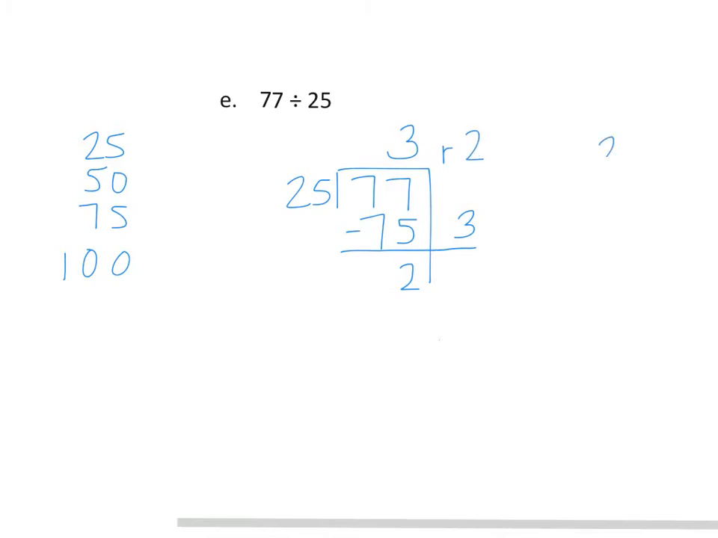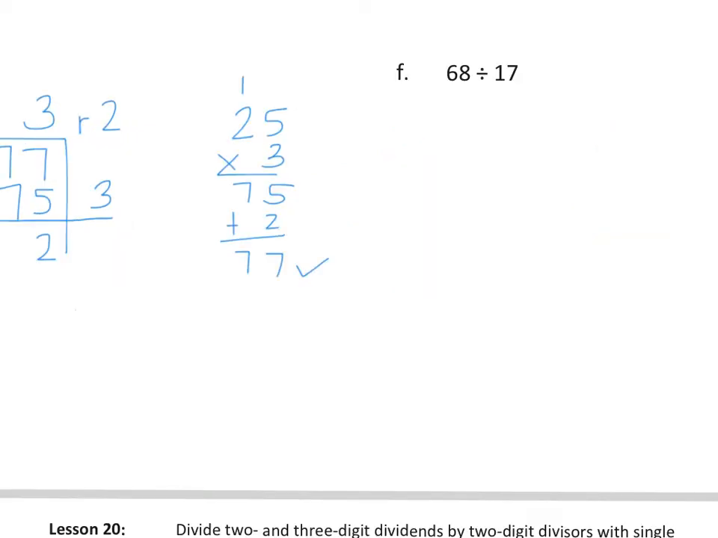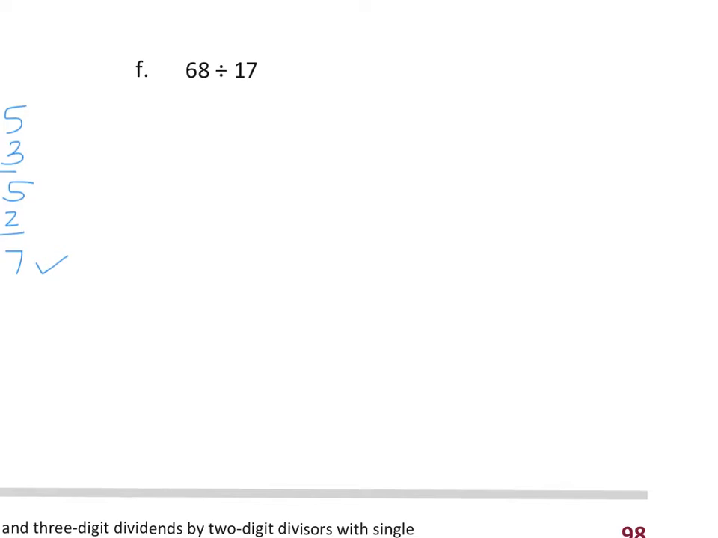To check that, we're going to do 25, and we're going to multiply it by 3. 5 times 3 is 15. 3 times 2 is 6, plus 1 more is 7. So we got 75, and then you add your remainder, and that will give you 77. So this matches our dividend. So this is the correct quotient, 3 remainder 2. And then moving over to F, let's do our dividend, which is 68.